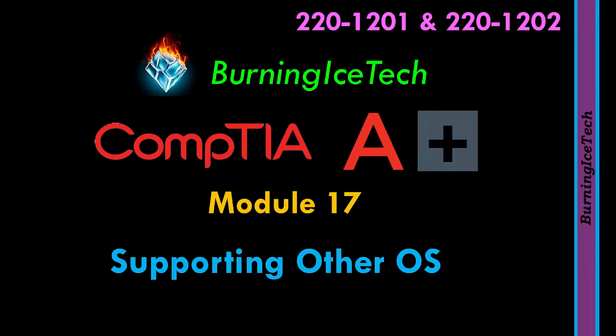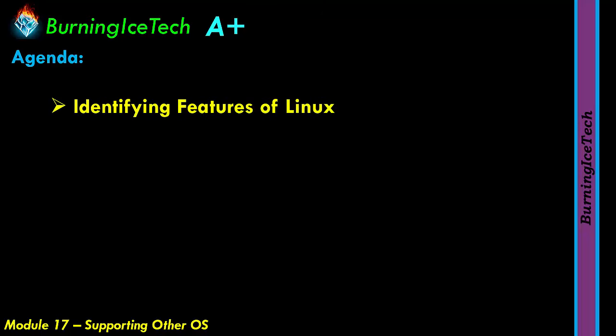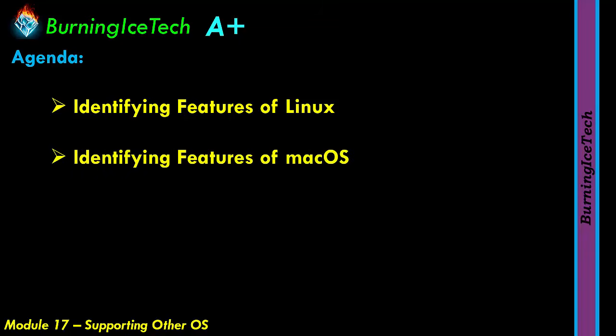Alright, let's just get right to the agenda of this module. There are only two main sections that we'll be covering in this specific module, folks. The first section is Identify Features of Linux, or Linux, depending on how you want to pronounce that. The second section is Identify Features of the Mac operating system.